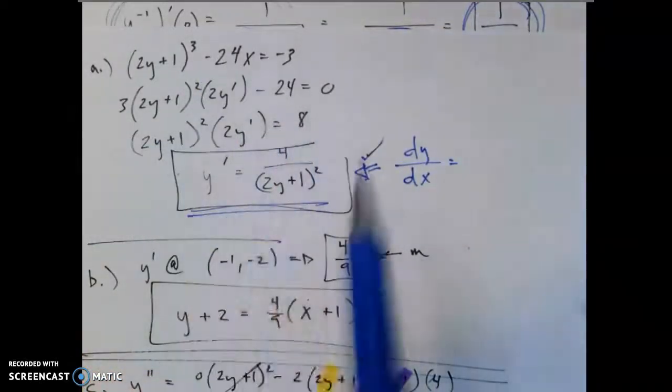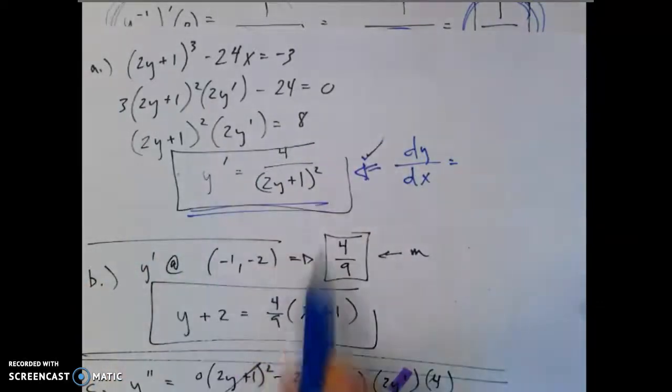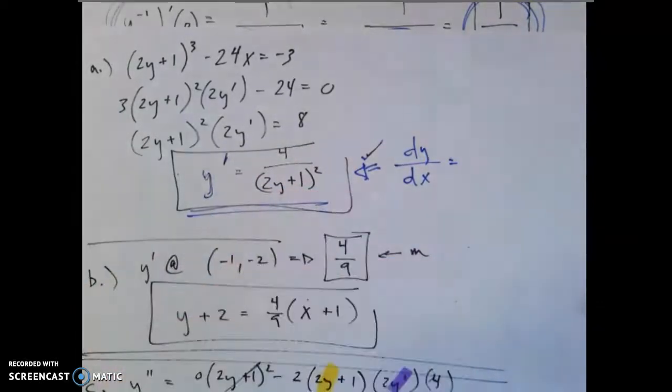-24x becomes -24. We move this stuff around and we end up with y prime equals 4 over quantity 2y plus 1 quantity squared, which is our dy/dx. We're happy. Okay?